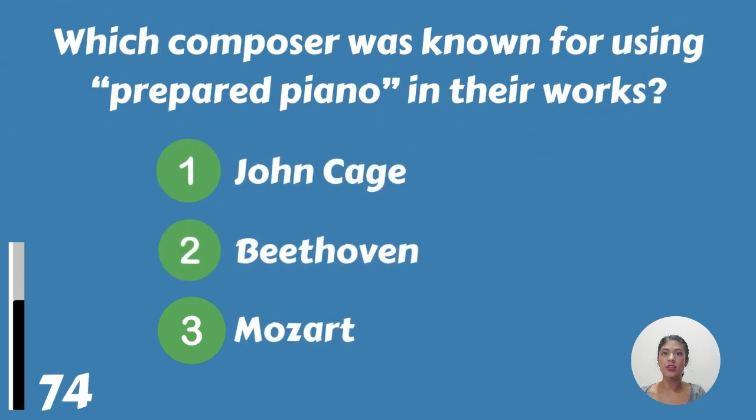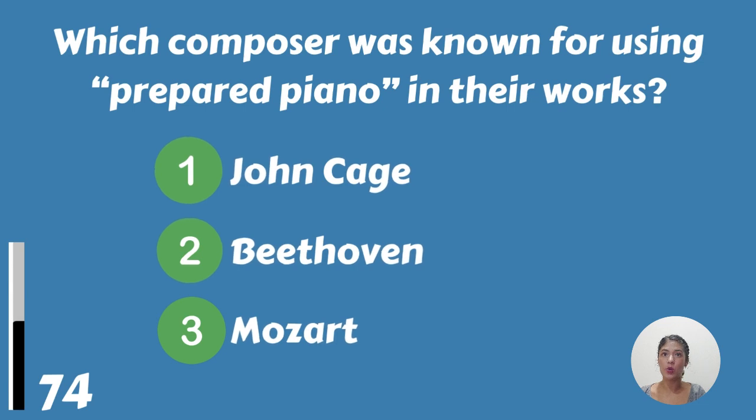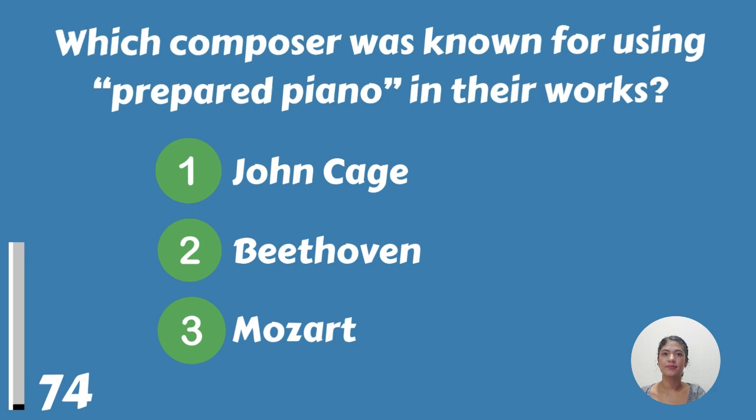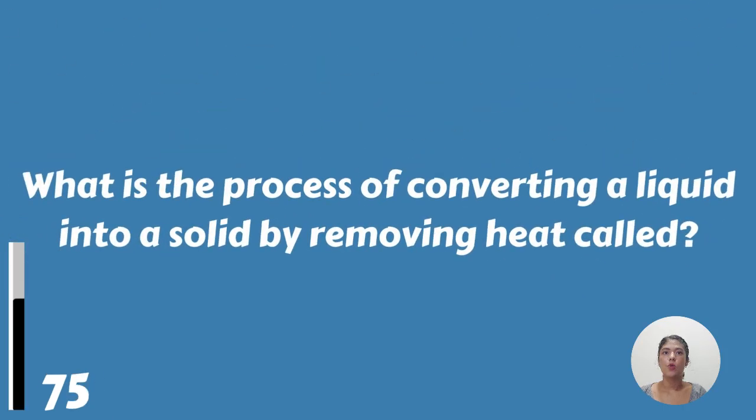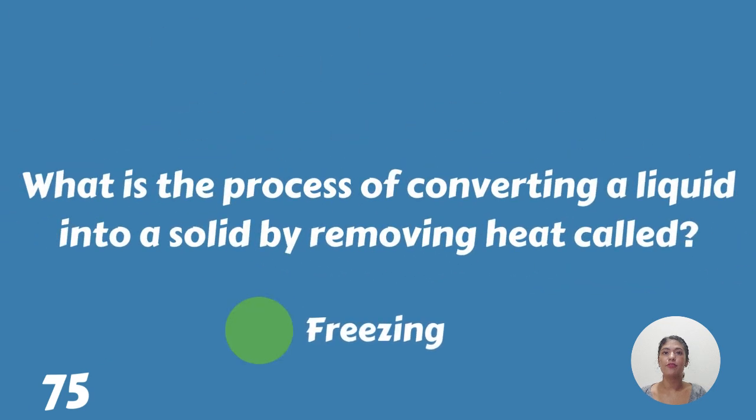Which composer was known for using prepared piano in their works? John Cage, Beethoven, Mozart. John Cage. What is the process of converting a liquid into a solid by removing heat? Freezing.